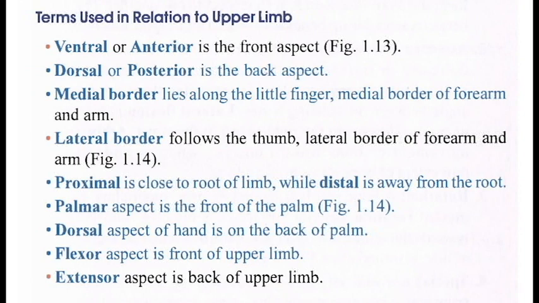Flexor aspect: the front part that faces inward when the arm is bent. Extensor aspect: the back of the arm. Proximal: near the shoulder, root of the limb. Distal: away from the shoulder, towards the fingers.